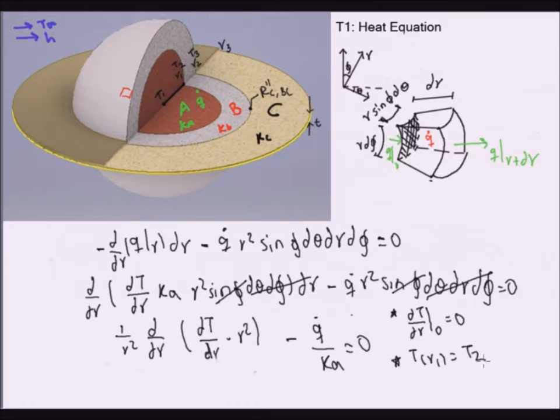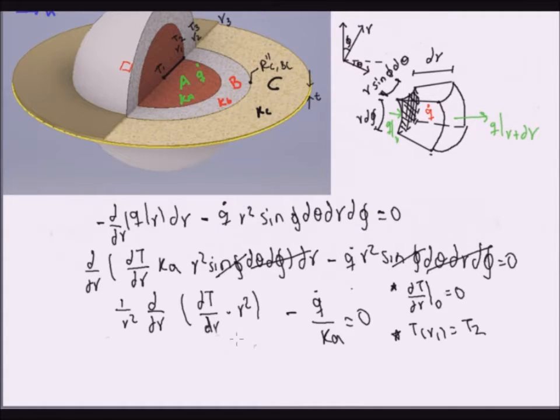Okay, so having these boundary conditions allows us to integrate this equation twice. So the first integral will be by leaving this parenthesis untouched and then integrating the whole equation. So when we do so, we will get dT by dr times r squared will be equal to Q over Ka times r squared, and the integral of r squared is just r cubed over 3, right? And then we add an integration constant, C1.